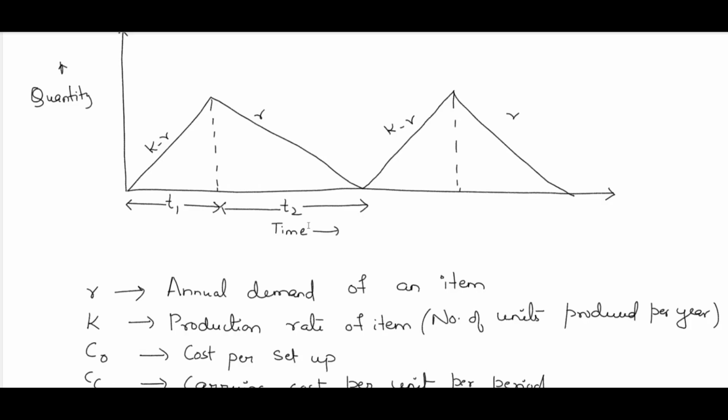And again in the second period, production is discontinued, hence your inventory decreases at the rate of R units per period. The same thing is followed for the subsequent graphs: again T1, T2, and so on.